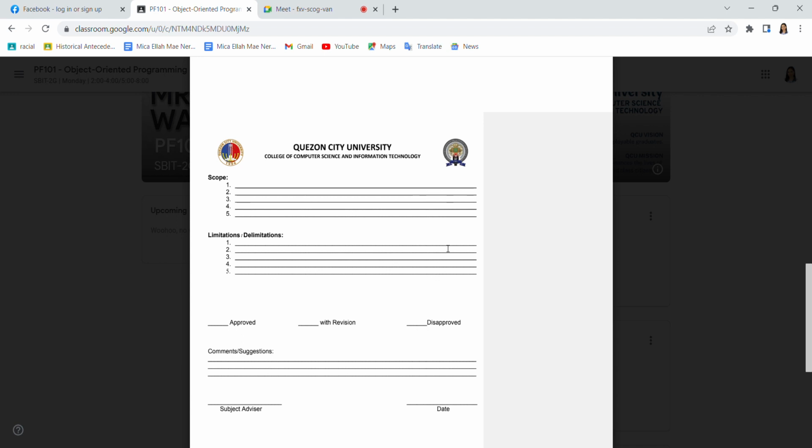Of course, in a payroll, in a computation of payroll system, so basically, hindi mo naman kailangan magkaroon ng security requirements, no? Kung halimbawa hindi naman online yung payroll mo.